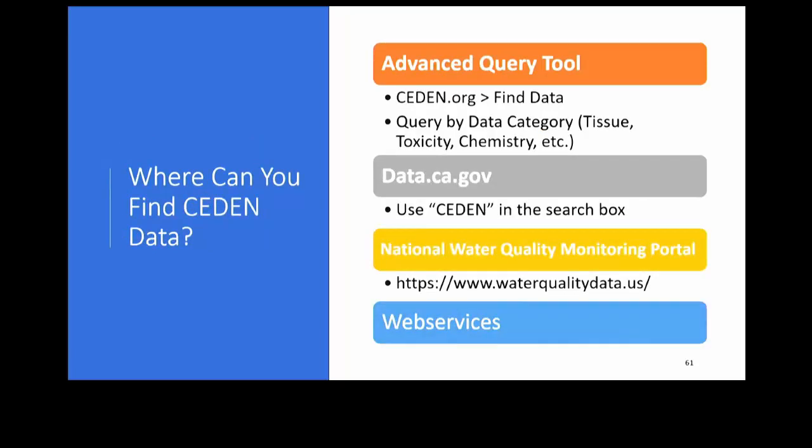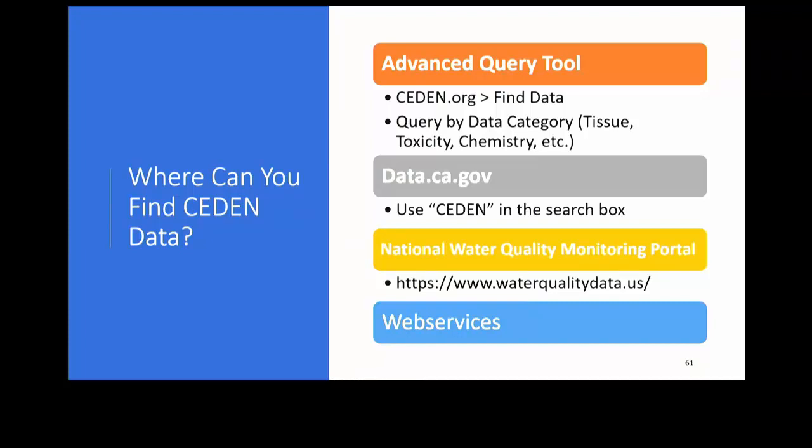And then where can you find CEDEN data? Melissa mentioned that it was a good idea to see what other projects are going on in your area of interest. And so this is one avenue that you can look into. CEDEN data is a good avenue to look into, to find what other projects are going on in your area of interest. And we have a few different ways to review the data that are submitted.